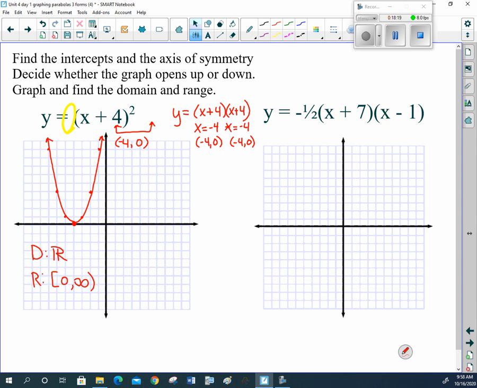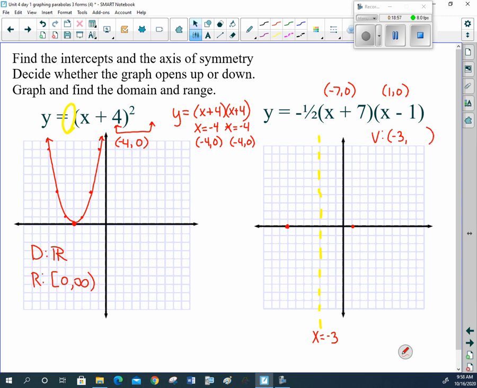Okay, this one over here on the right is in the intercept form again. So looking at it, I know I have an intercept at negative 7, 0 and 1, 0. So let's go ahead and put those in. And 1, 0 right here. Let's find the middle. Right here. So there's your axis of symmetry. You're going to write that as an equation. So you're going to say x equals negative 3. So that means your vertex is at x equals negative 3.